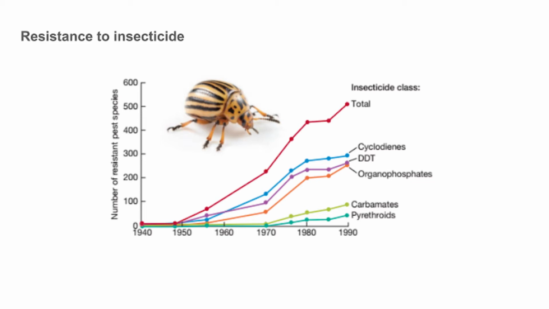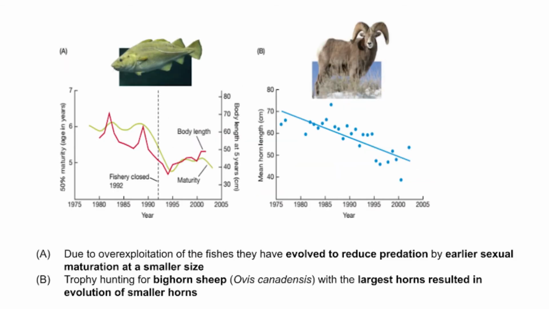The graph here depicts that the number of resistant pest species has increased over the years with regard to insecticide, and also, with the total amount of insecticide which has been used over the years, the resistance towards them has increased. Here are two more examples of adaptation that have taken place over the years.